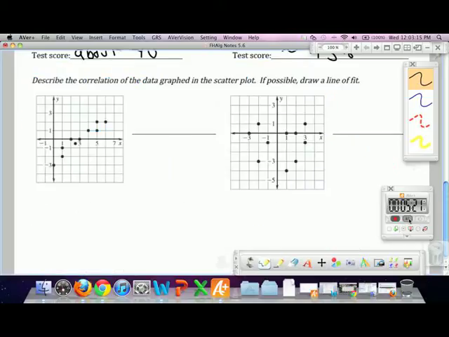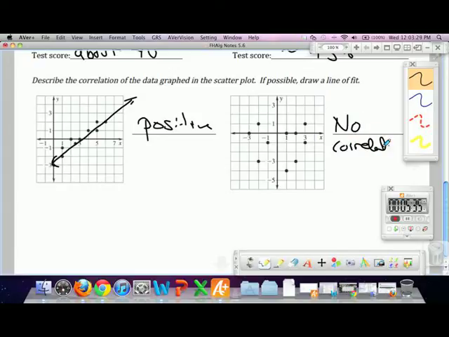This seems to be like positive. And there could be a line of fit. And it seems to be like no correlation.